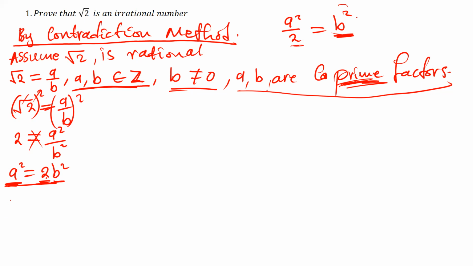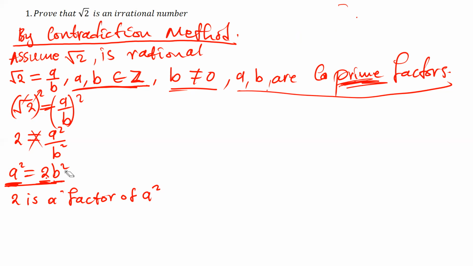In other words, we're saying 2 is a factor of a squared. Why am I saying that? It's because, for me to find a squared, I'm supposed to multiply 2 by b squared, meaning 2 can go into a squared b squared times. That's what it means. All right, so we quickly move on.